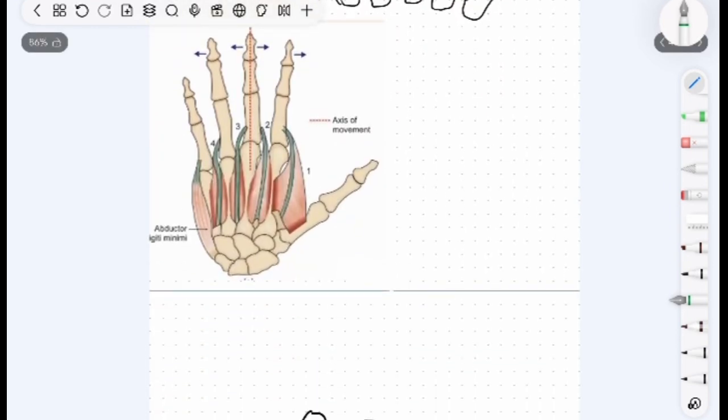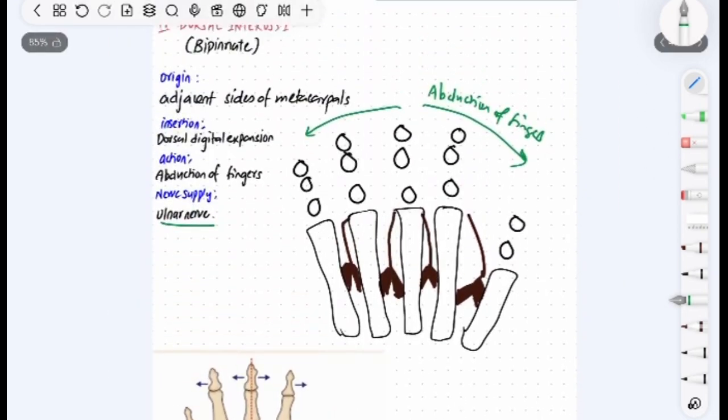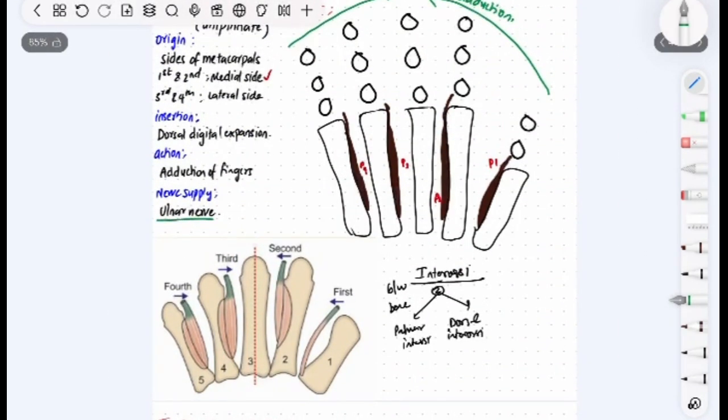So this is the textbook diagram. You can see they are getting originated from the dorsal sides, from the adjacent sides of metacarpals. So these are metacarpals, the things which I'm writing are metacarpals, and they get originated from the adjacent sides of metacarpals, and then they go and insert into the dorsal digital expansion. So this is the thing about the dorsal interossei.